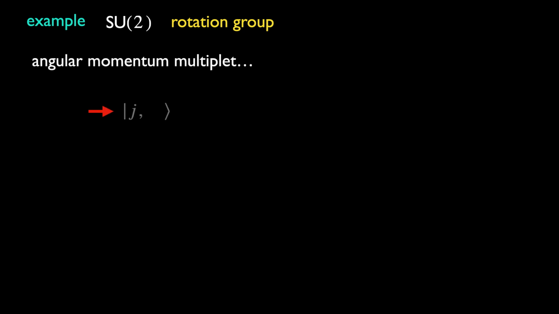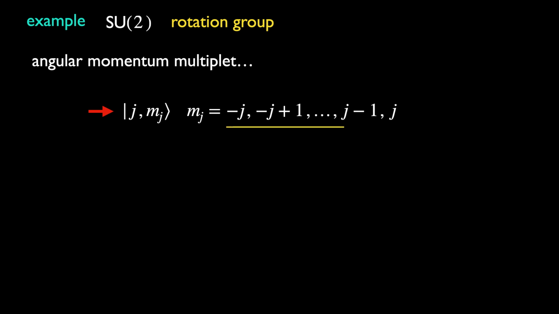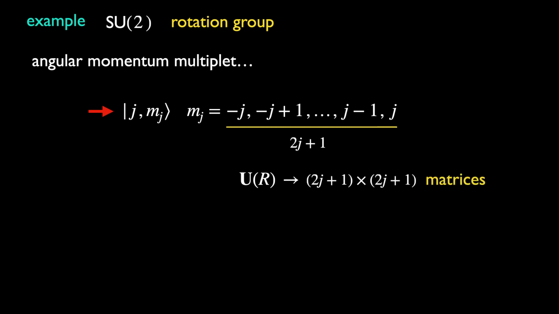One more example from the SU(2) rotation group. Let's look at an angular momentum multiplet with quantum number J, which we know has 2J+1 basis states. This is an irreducible representation of rotation. Therefore the U's, which represent rotations within this multiplet, are 2J+1 by 2J+1 matrices.